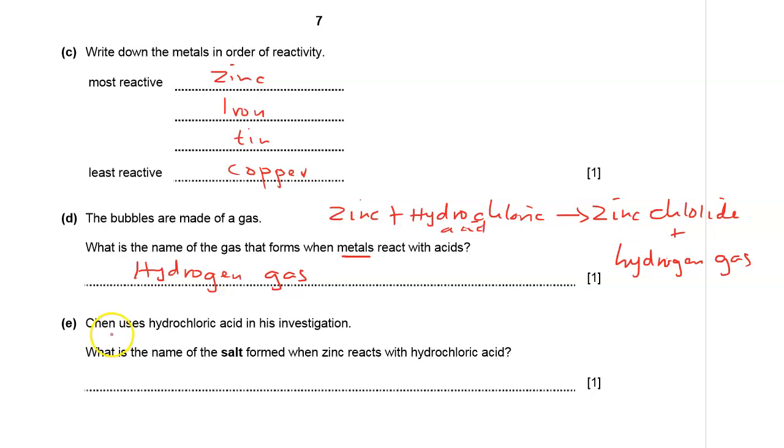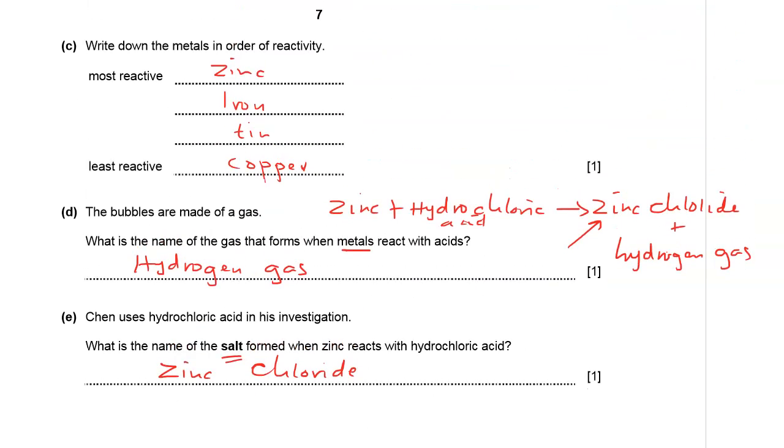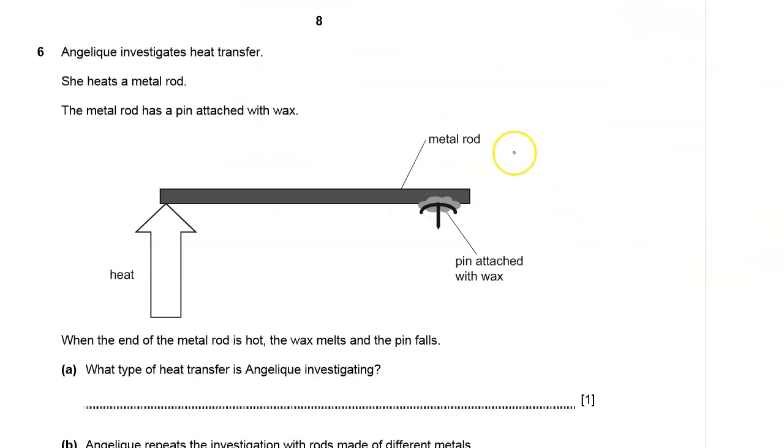E, Chen uses hydrochloric acid in his investigation. What is the name of the salt formed when zinc reacts with hydrochloric acid? I've already indicated to you the salt here is called zinc chloride. It's called zinc chloride salt. Okay, that's done.